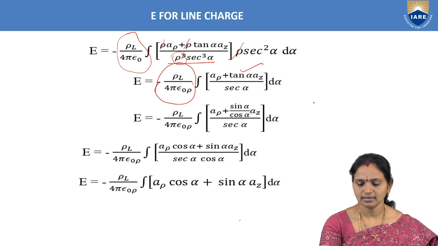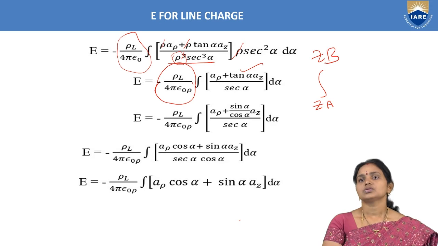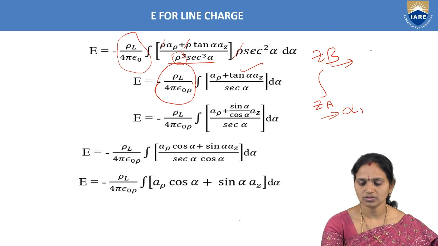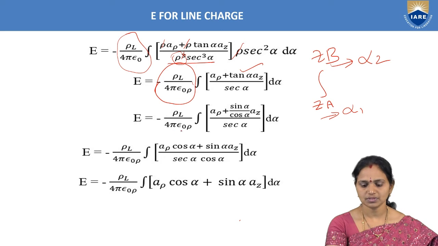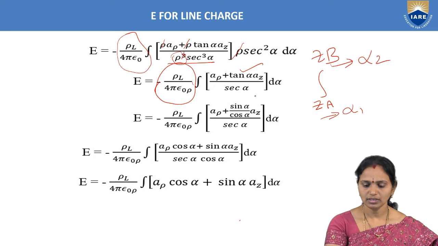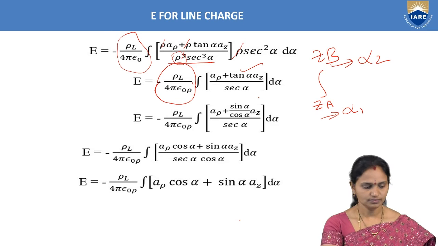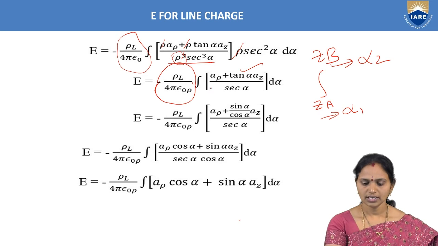Before, the integral limits are za to zb. As alpha 1 corresponds to za, we can replace this one with alpha 1 and this one with alpha 2. So now the equation is minus rho L by 4 pi epsilon naught rho integral a rho, and this. I am trying to simplify this still. The equation here we have is minus rho L by 4 pi epsilon naught rho integral a rho plus tan alpha az by secant alpha into d alpha.